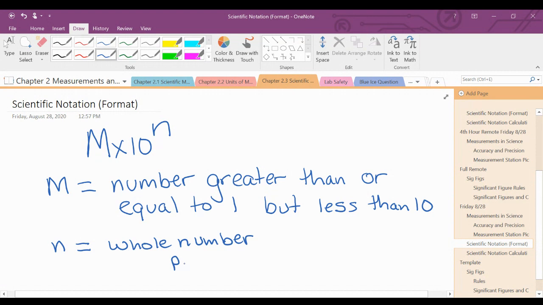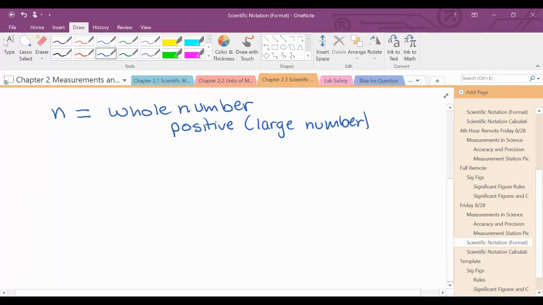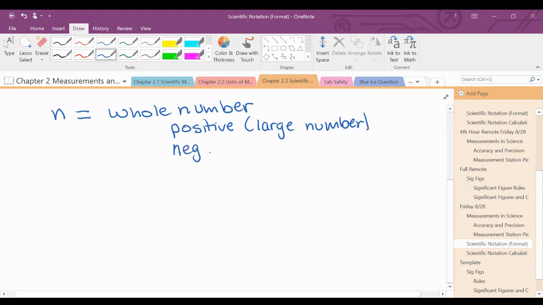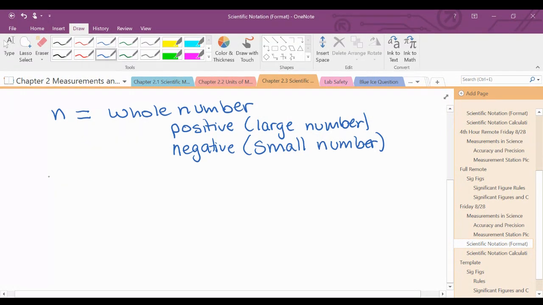If it's positive, then you have a large number. If it's negative, you have a small number. So let's go over two examples.